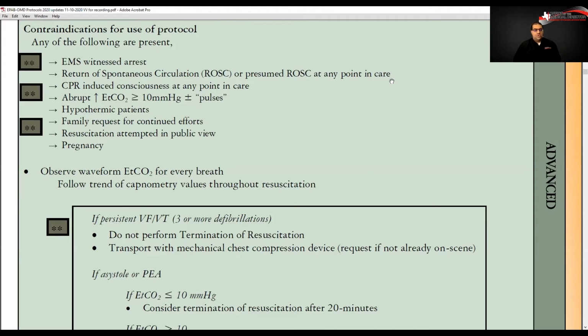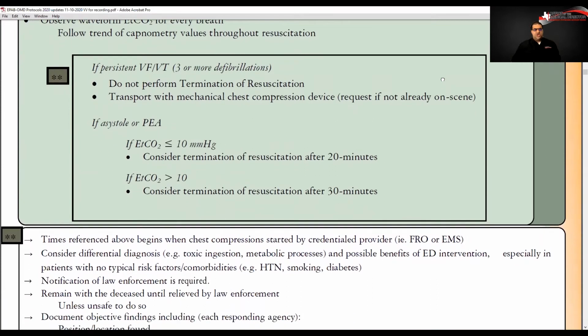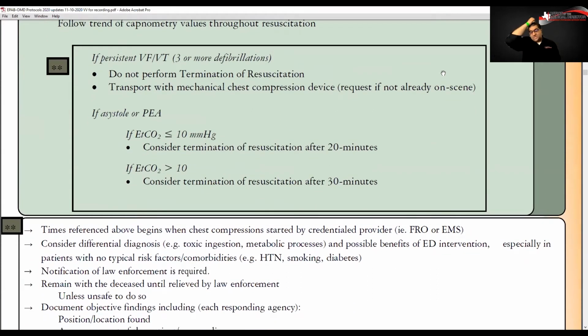So if they're in a back storeroom or if they're in an office building out of sight, those sort of things are not really required to be transported, because again, the best chance of resuscitation success is going to be with you working them on scene as opposed to focusing on moving them out of the location that they were found. Another change on here is the concept of defining persistent VF or VT.